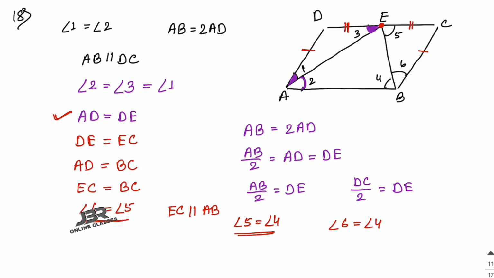It's proved. Now the last part, you have to prove that AEB is equal to a right angle, that means 90 degree. So angle A plus angle B equal to 180. You know that in a parallelogram, the sum of adjacent angles is equal to 180. So half of angle A plus half of angle B is equal to 90 degree. So half of angle A means angle 2 and half of angle B means angle 4, that is equal to 90. So definitely this angle is also 90 degree. It's proved.